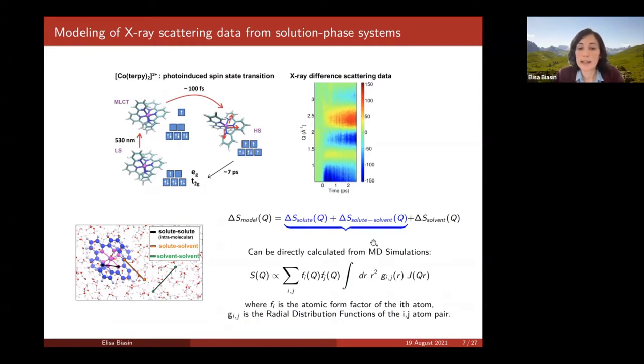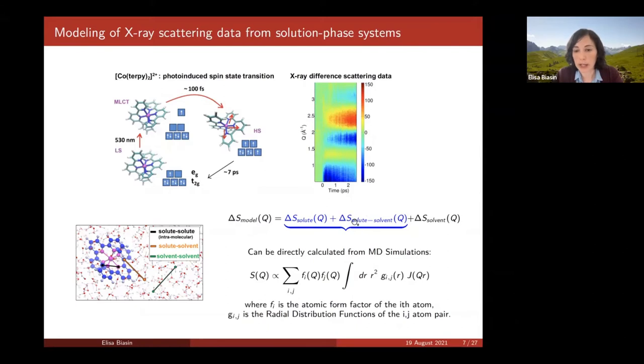And then the changes in the solvent-solvent atom pair distances, which tell us information, for instance, about the heating that the molecule is depositing into the environment when relaxing back to the ground state. This heating contribution can be measured in separate experiments, so I will not discuss that during this presentation. While the solute and the solvent cage contribution can be calculated with the help of DFT or molecular dynamics simulation.